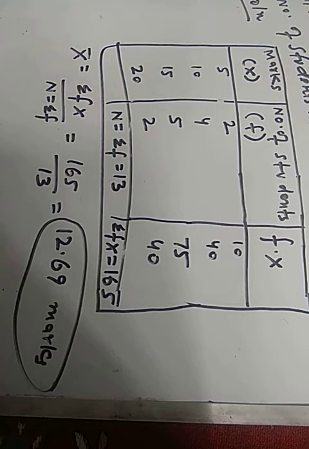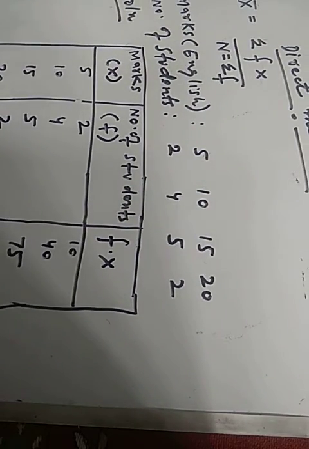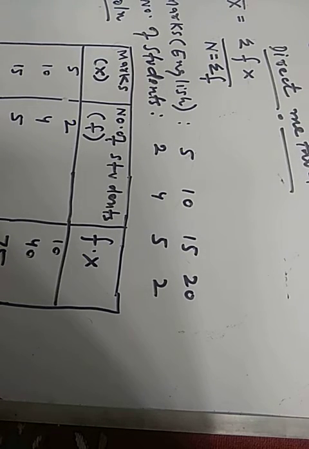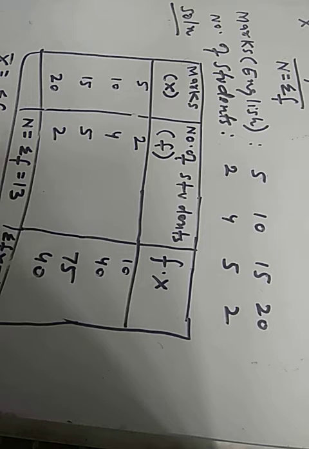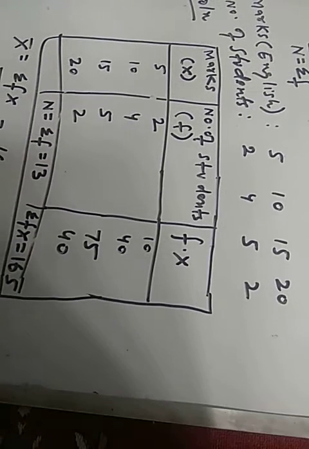Now we will apply one more method, that is shortcut method, to calculate arithmetic mean in case of discrete series. उसके लिए हम इसमें एक और कॉलम ऐड कर सकते हैं, दो कॉलम्स, या हम सेपरेट भी दिखा सकते हैं वो. Let us construct a separate table for shortcut method. अब हम सीखेंगे शॉर्टकट मेथड फॉर कैलकुलेशन ऑफ अरिथमेटिक मीन इन डिस्क्रीट सीरीज.